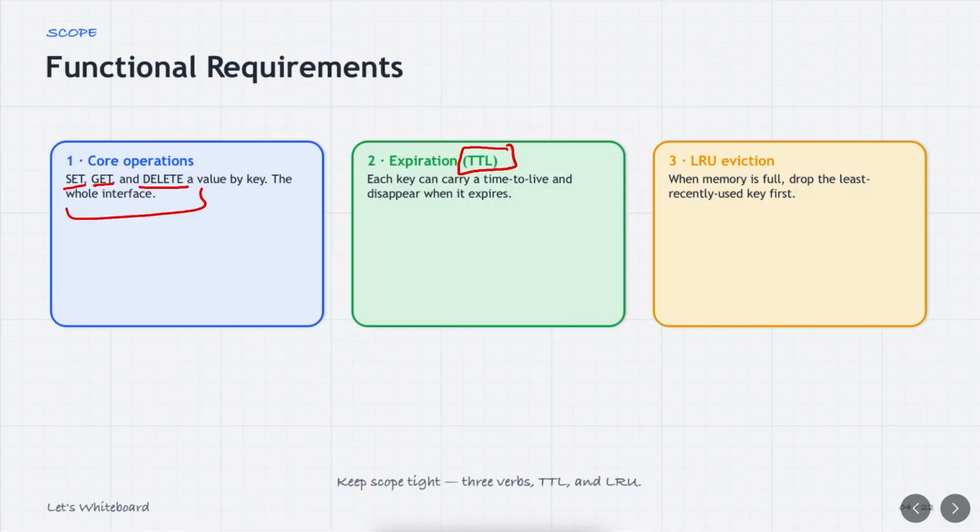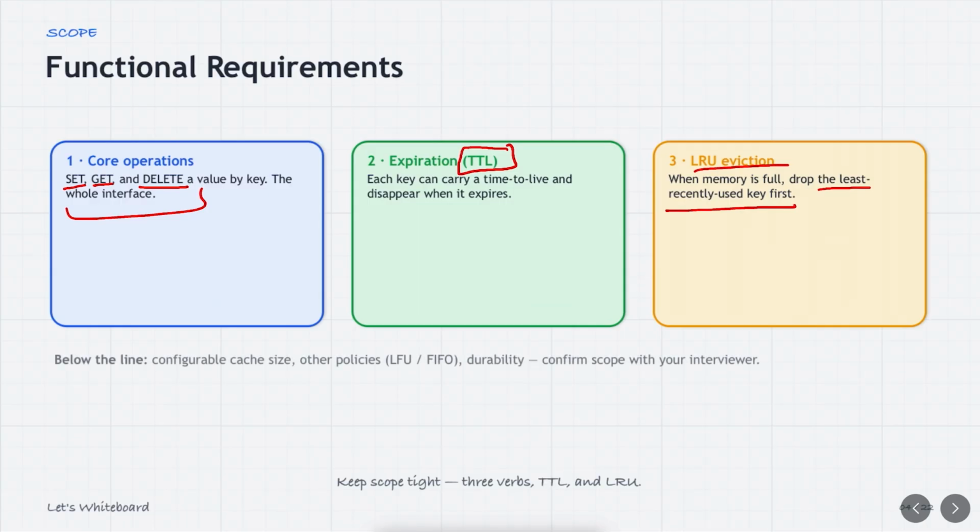And thirdly, in case our memory is full, since it's a cache, we want some sort of eviction mechanism so that our memory gets cleaned up. So we would use LRU eviction, which means the least recently used key would be dropped.